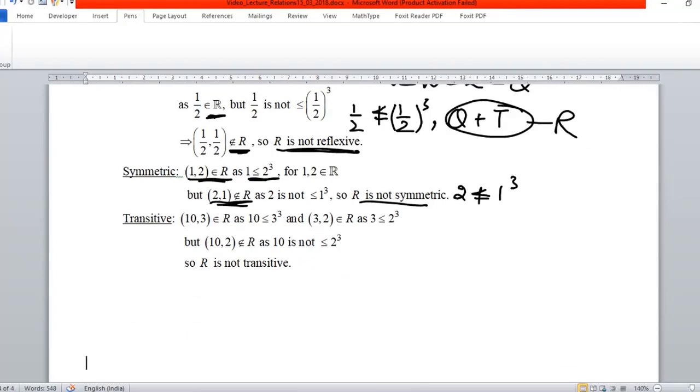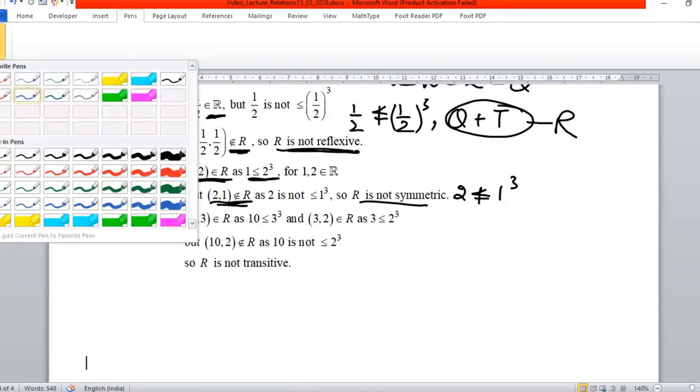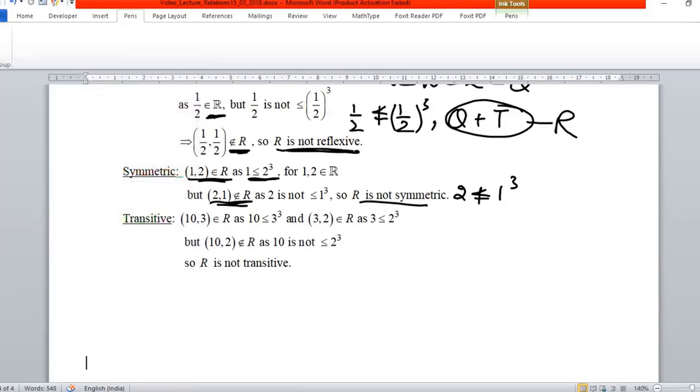And for transitivity we have that (10,3) belongs to R, as 10 is less than or equal to 3 cube, which is 27, and (3,2) belongs to R, as 3 is less than or equal to 2 cube, which is 8. But (10,2) does not belong to R, as 10 is not less than or equal to 2 cube, that is 8. So R is not transitive in nature.